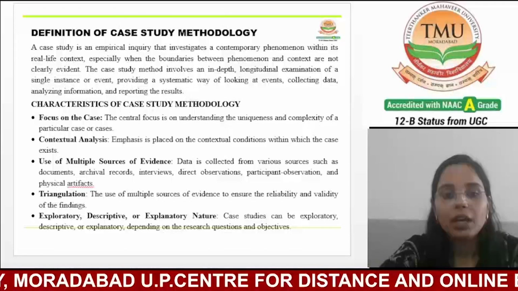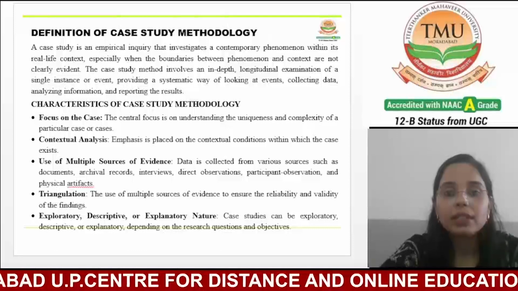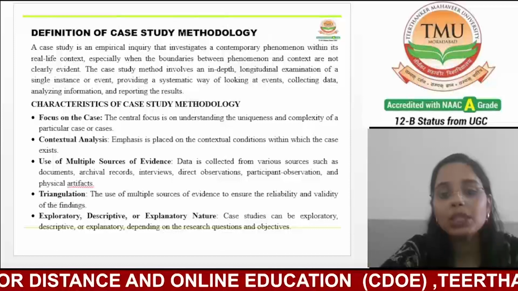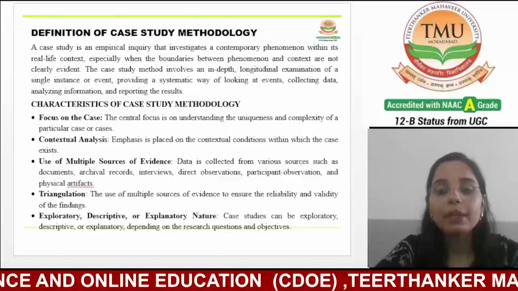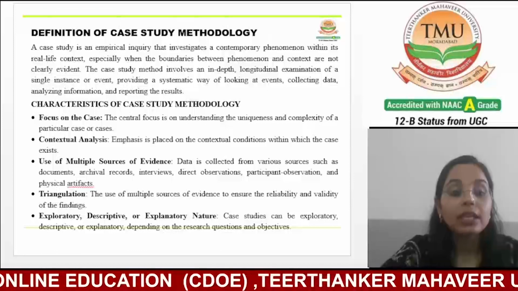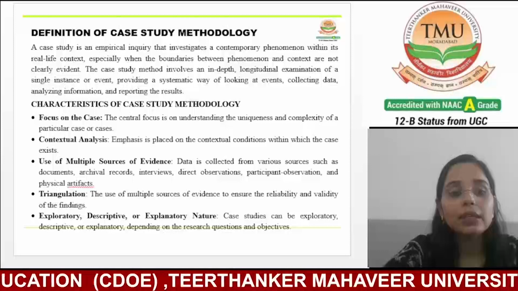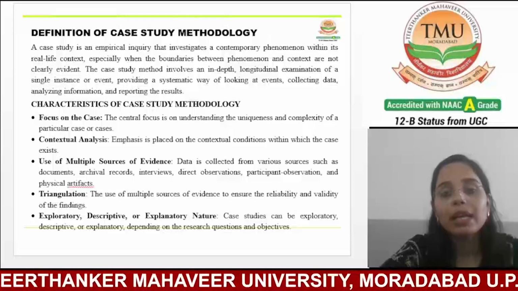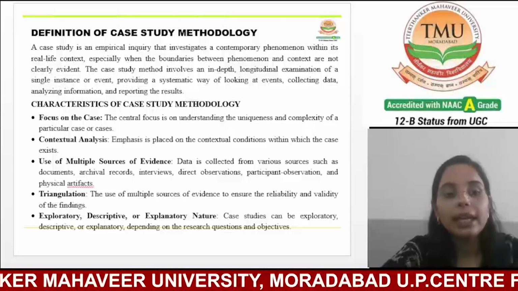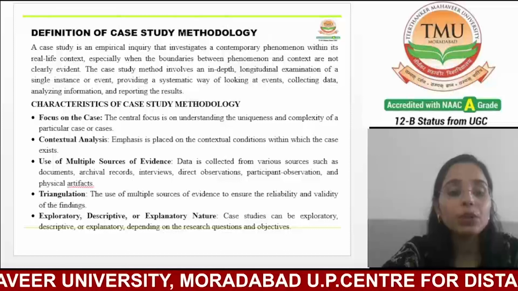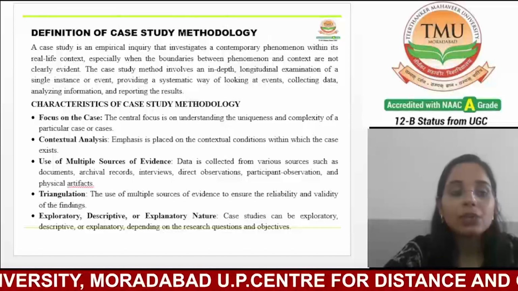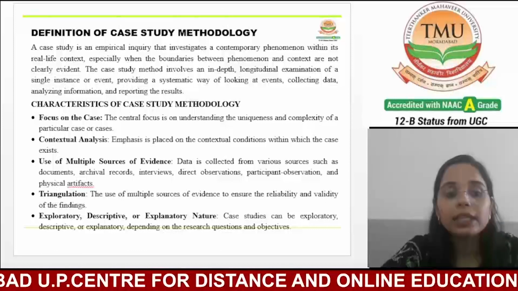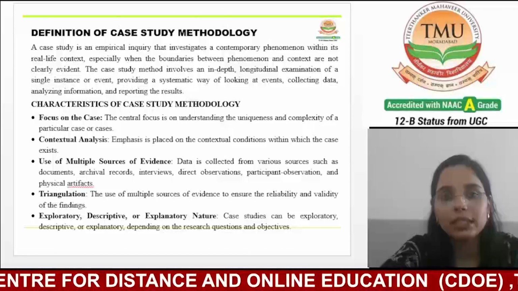Now, the next one is triangulation. If we talk about triangulation, it is the use of multiple sources of evidence to ensure the reliability and validity of the findings. Triangulation means using different methods and sources to confirm the findings. It is like checking your answers to make sure they are correct. By using multiple sources and methods, researchers can increase the accuracy and reliability of their results.